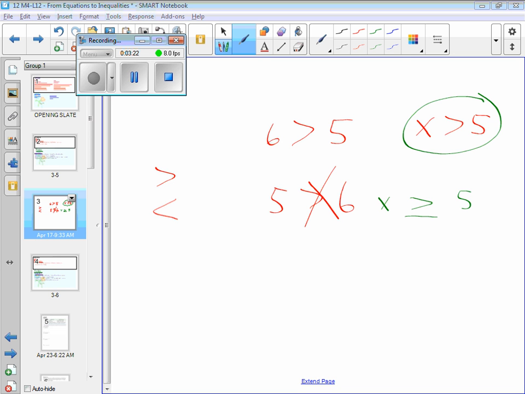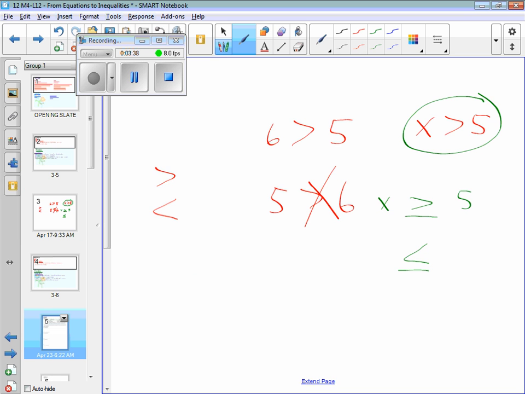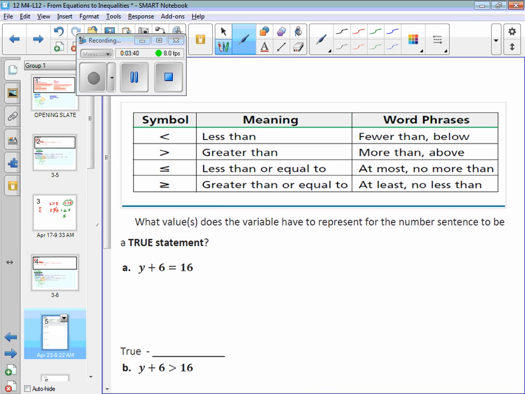So you read this as, everybody say, greater than or equal to. Say it out loud. Therefore, this is going to mean what? Less than or equal to. You got it. So now, that being said, let's take a look at page 2. Everything that I just summarized with you is in this little graphic chart for you. If you need to refer to it and you forget, that's okay. Go back to it and take a look.